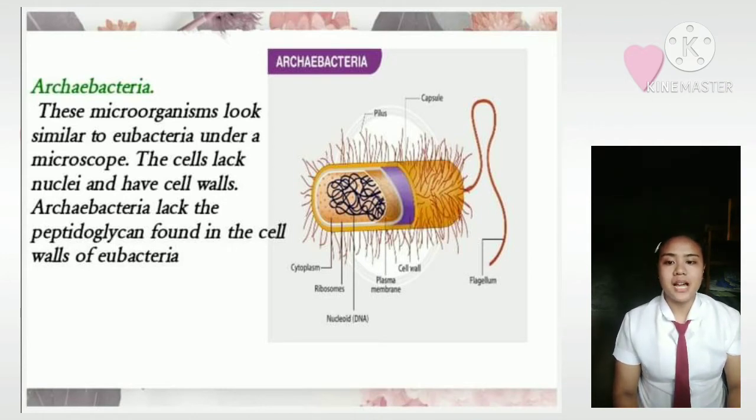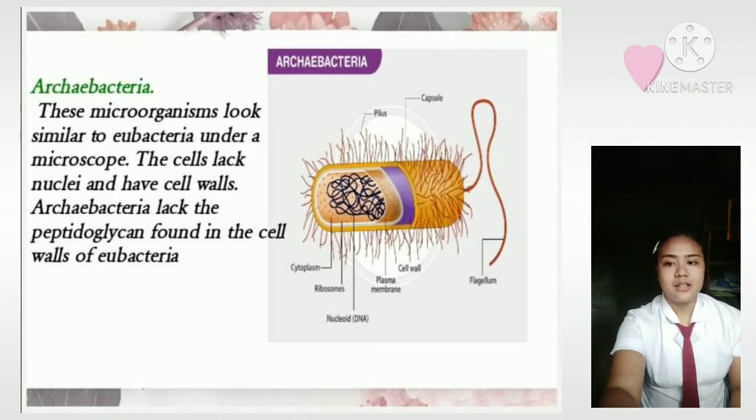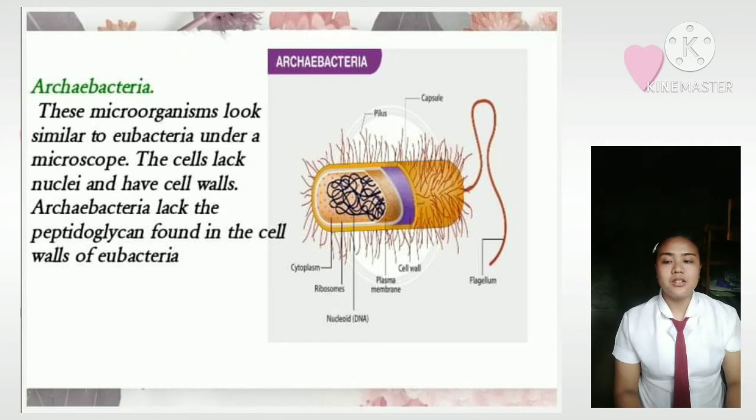So, sinasabi na magkaiba sila ng eubacteria at archaebacteria. Ang eubacteria is, mapapansin po natin, is madami siyang himulmol, yung nakalawit. Tapos po, yung archaebacteria ay lack of nuclei and have cell wall. So, may cell wall daw ang archaebacteria. Samantalang ang eubacteria is wala siyang cell wall.